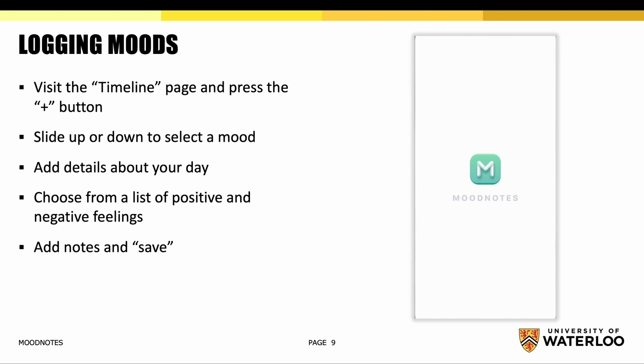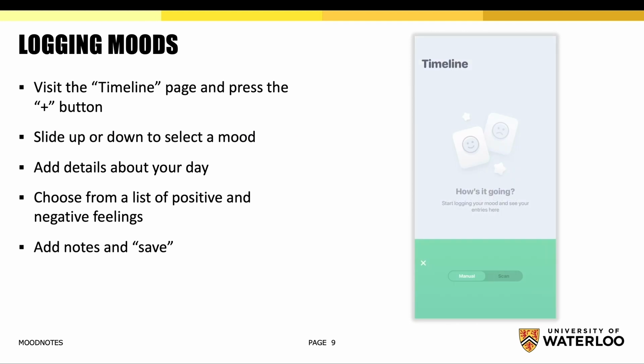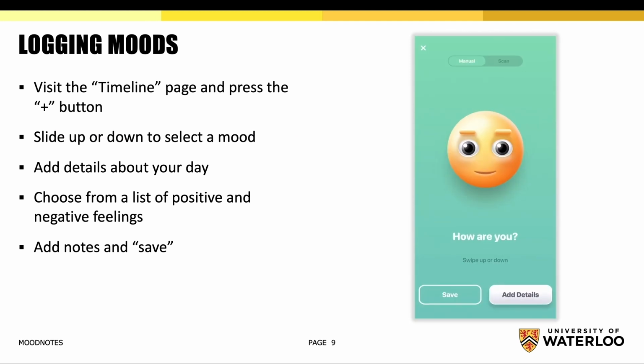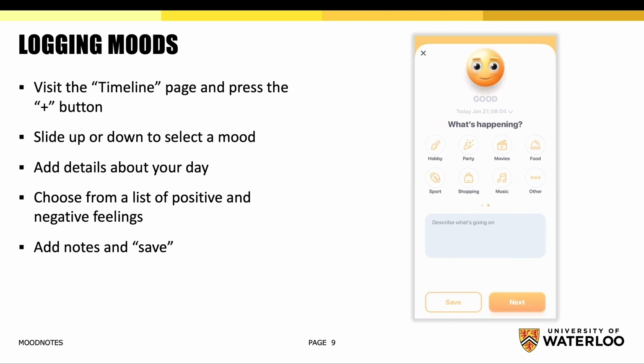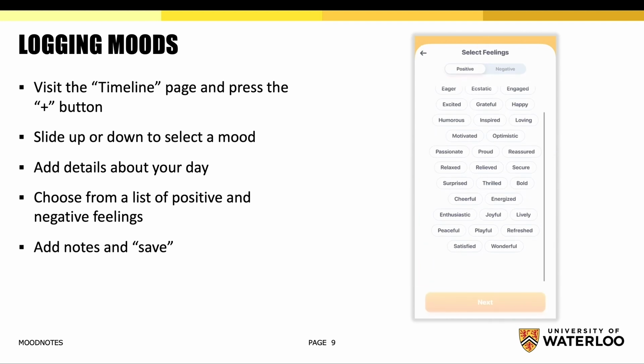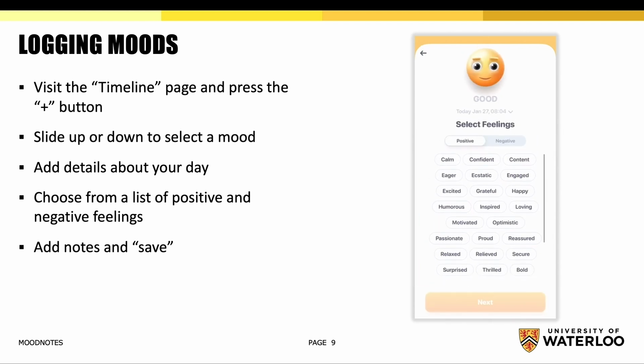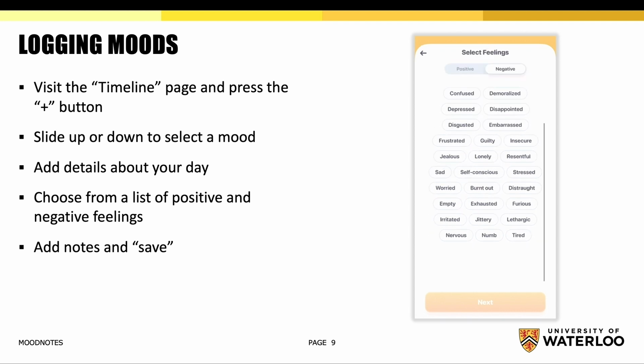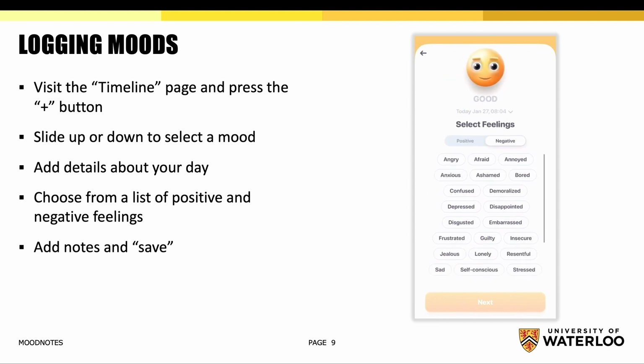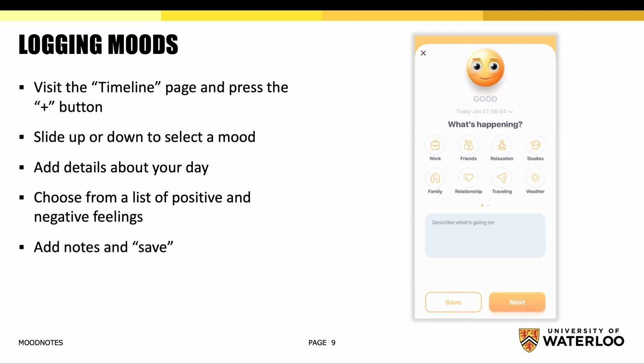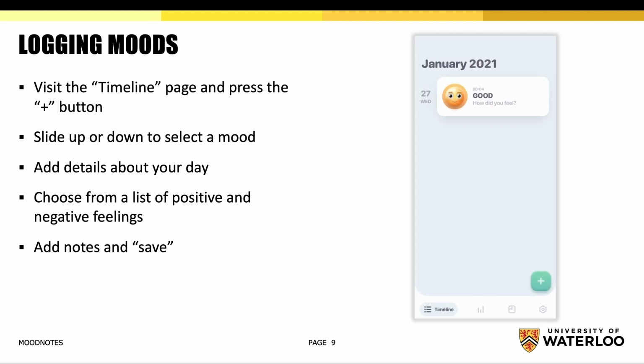To start logging your moods, visit the timeline page and select the plus sign. You may then slide up or down to indicate how you are feeling. Once you have selected a mood, you may add more details about your day using notes and icons. Then, you will be prompted to select from a list of positive and negative feelings to improve your log. Feel free to add more notes and details to these selections. Once you have completed your entry, press Save. Your log will then appear in the timeline.